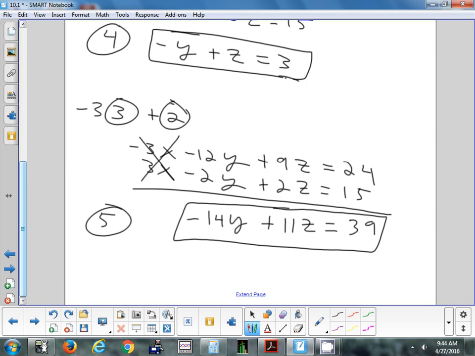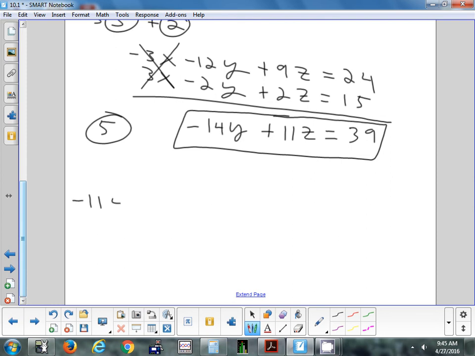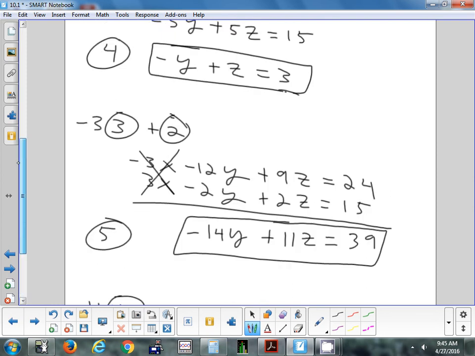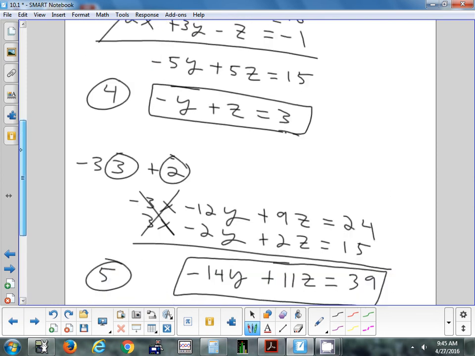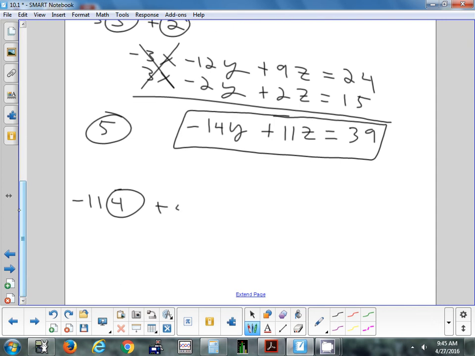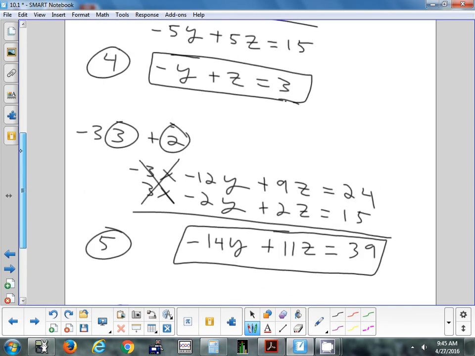Z? Okay. What could you multiply equation 4 by to make the z's disappear? Yep, negative 11. Okay, so we're going to do negative 11 times the fourth equation. We're going to add it to the fifth, and that's going to finally give me an equation with just one letter. And then that'll be the hardest part, and then we can get all our answers.